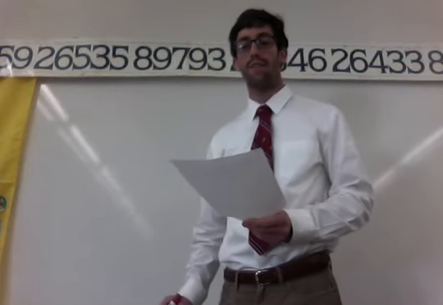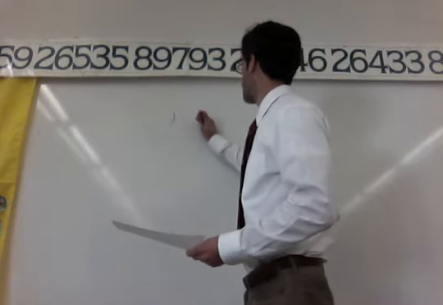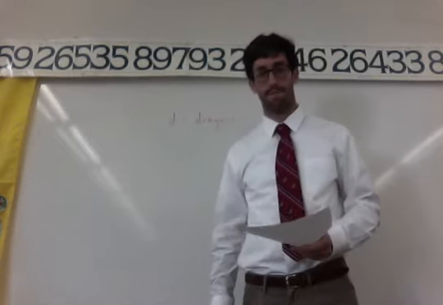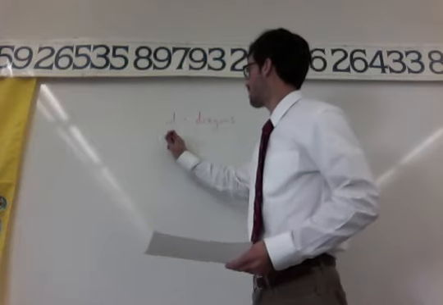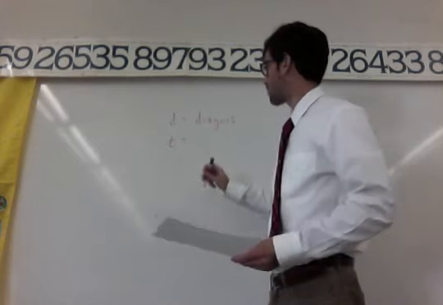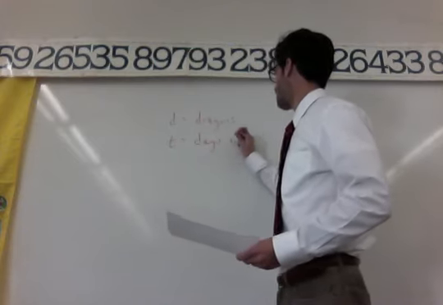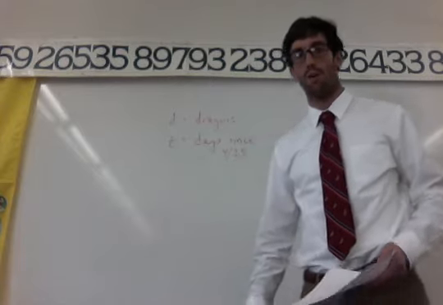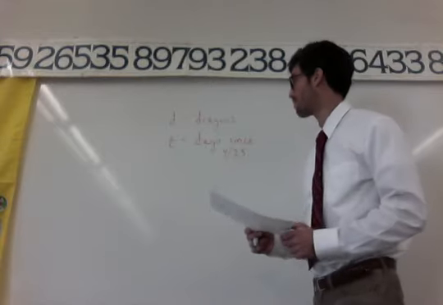Part A, use D to represent number of dragons, and T to represent elapsed time in days since April 25th. So I'll write days since April 25th. Okay? So those are our two variables. Now we're going to write the equation assuming an exponential function.